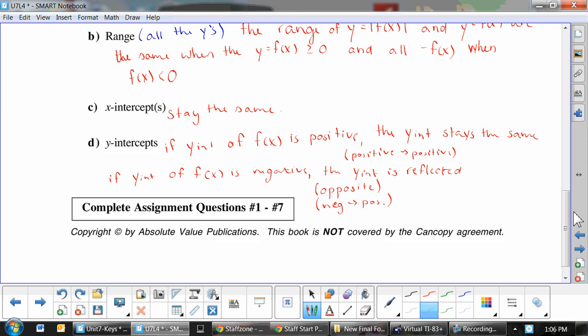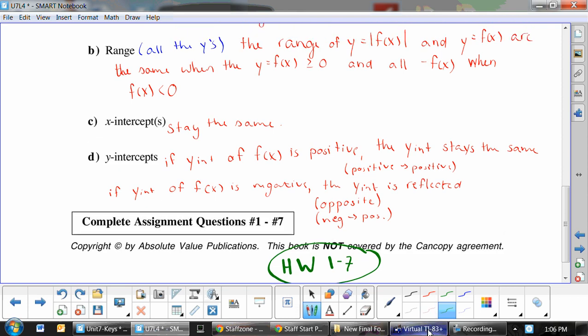Okay, so that's all there is to this lesson, which is nice for us. So the homework is 1 to 7. Okay, so the homework is 1 to 7. The homework isn't too long. I expect everyone will be able to finish in class. But some of it is kind of tricky. So if you have a question, let me know.